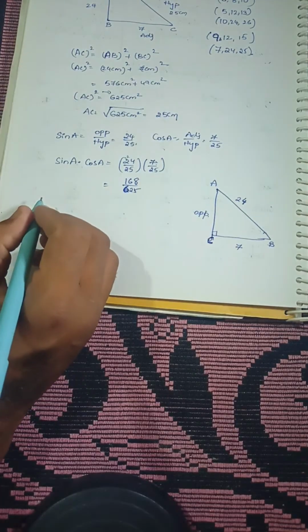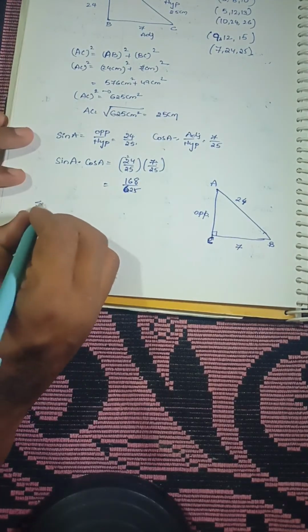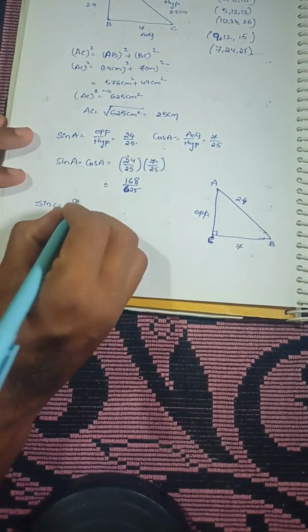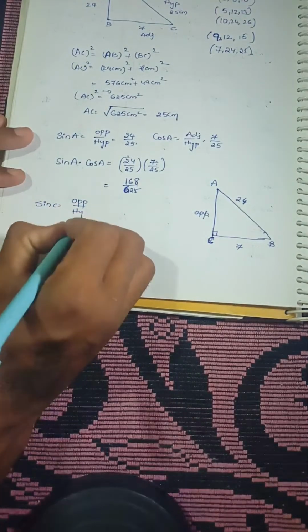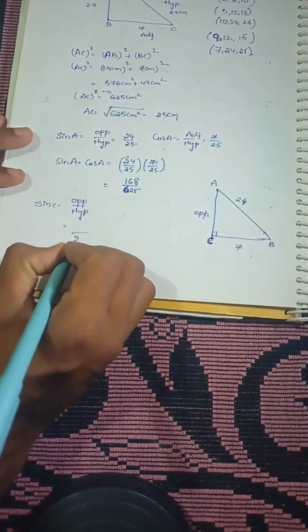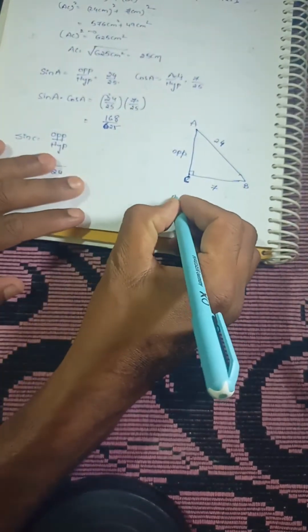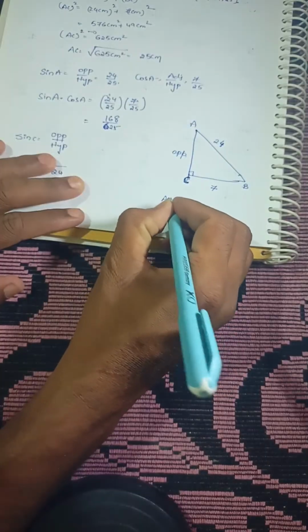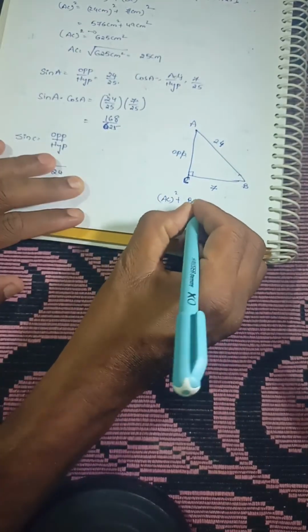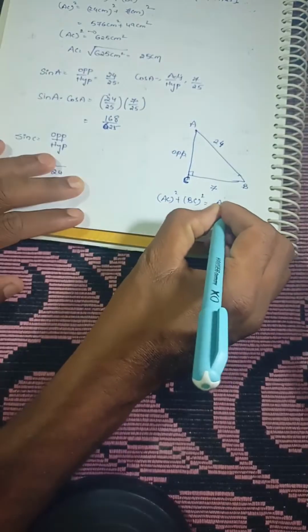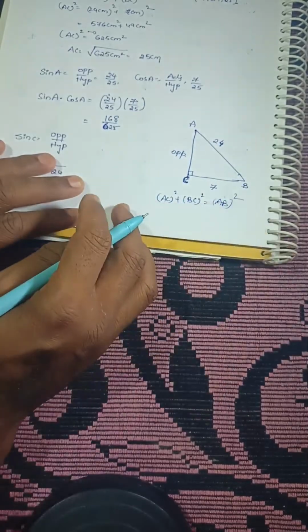So how are you going to find it? Now see, sin C is equal to opposite by hypotenuse. We know the hypotenuse value 24, we don't know the opposite value. We have to use the Pythagorean formula, that is AC square plus BC square is equal to AB square.